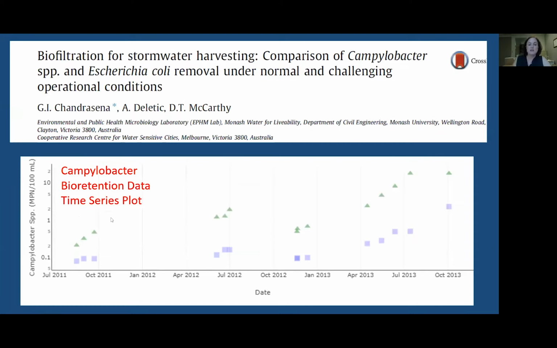And then there are also time series plots, which give you a sense of how paired storm events performed, and also how old the data set is and how much data you have. To give credit here, this is again the Australians, Chandrasena, Deletic, and McCarthy, and they looked at Campylobacter and E. coli for biofilters.